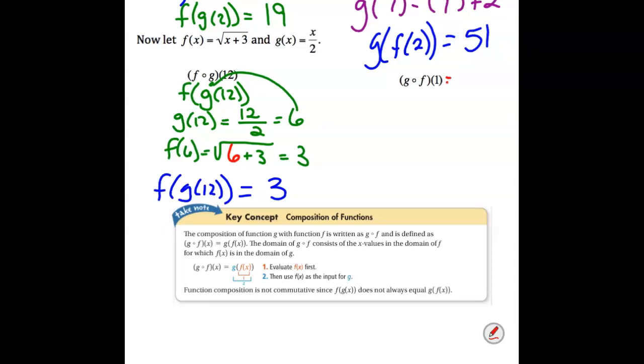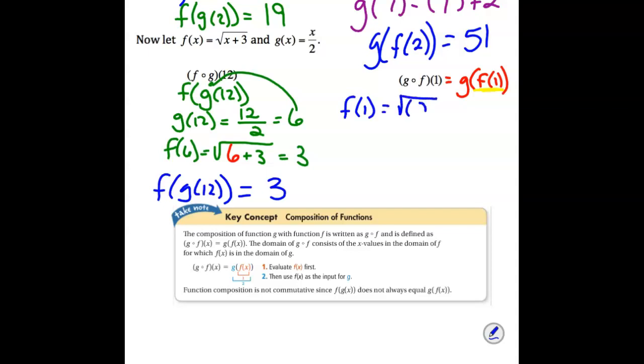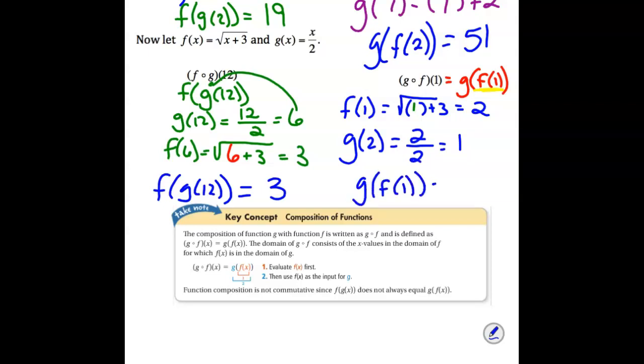Okay, rewriting it, we know this is equivalent to g of f of 1. So we're going to find f of 1 first. Function f is the square root of x plus 3, and we're plugging in a 1. So 1 plus 3 is 4, square rooted gets us a 2. Then we're going to take that answer and plug it into g. So putting a 2 into g, we have x, which is 2, divided by 2, and we get a 1. So g of f of 1 is 1.